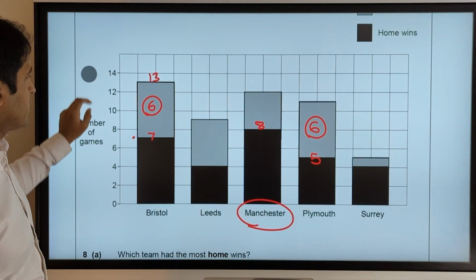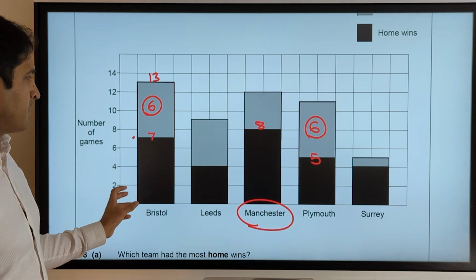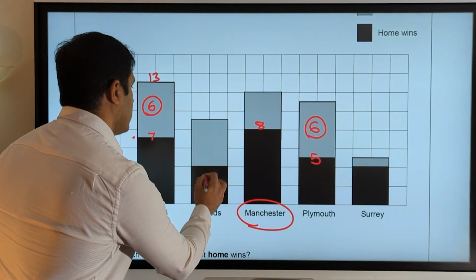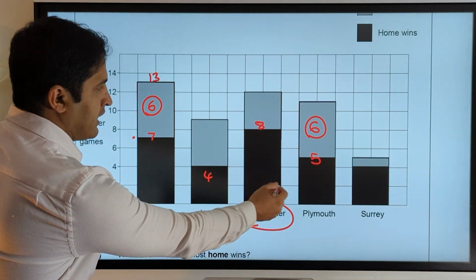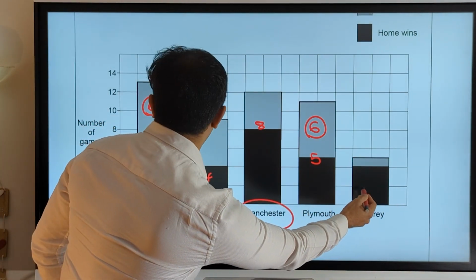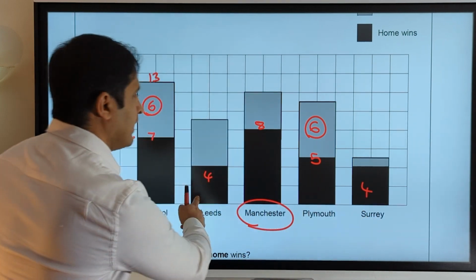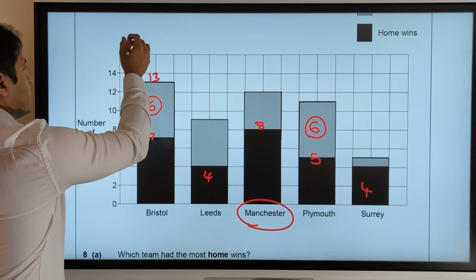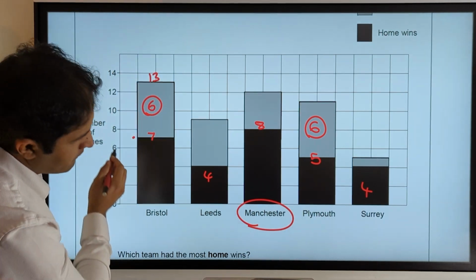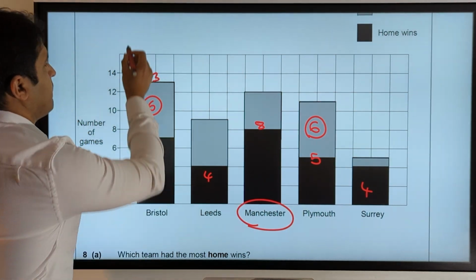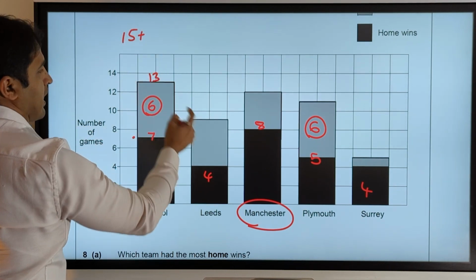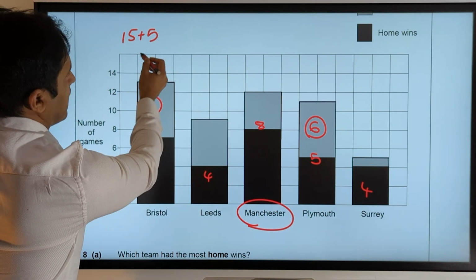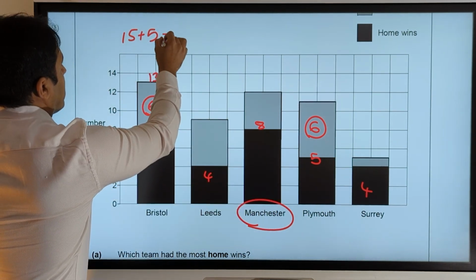So we've already got a few numbers for the home wins and a few numbers for the away teams. So that one is 4, that one's 8, that one's 5, and the last one is again 4. 4 home wins for those. So add them all together. How many are there for home? So for home we have 7 add 8, 15. Add that 5. So 7 add 8 add 5 gives you 20. 20 add 4 and 4.